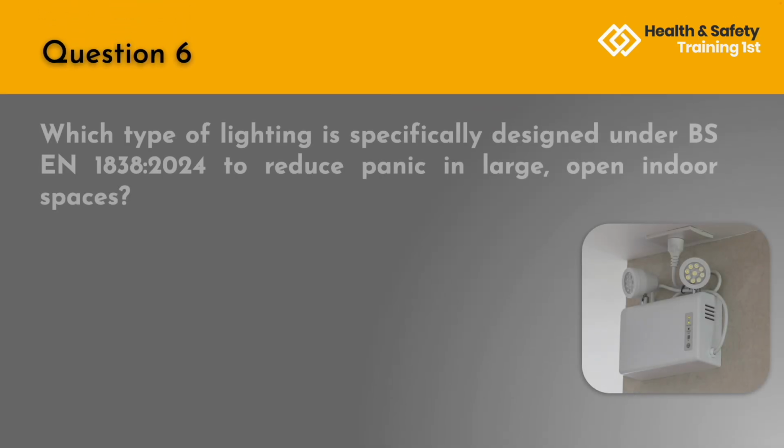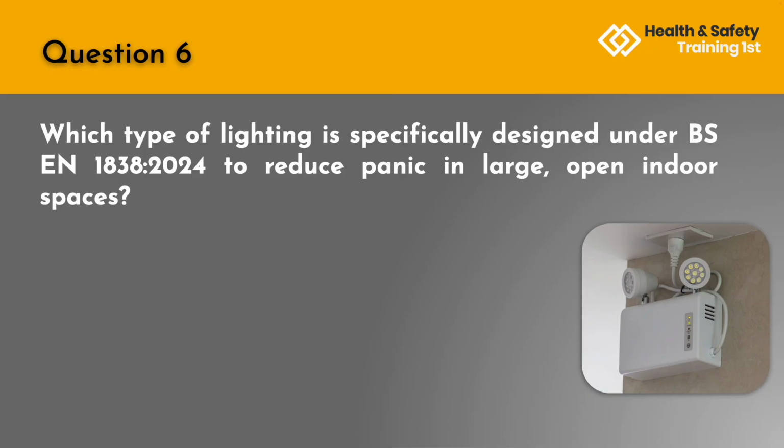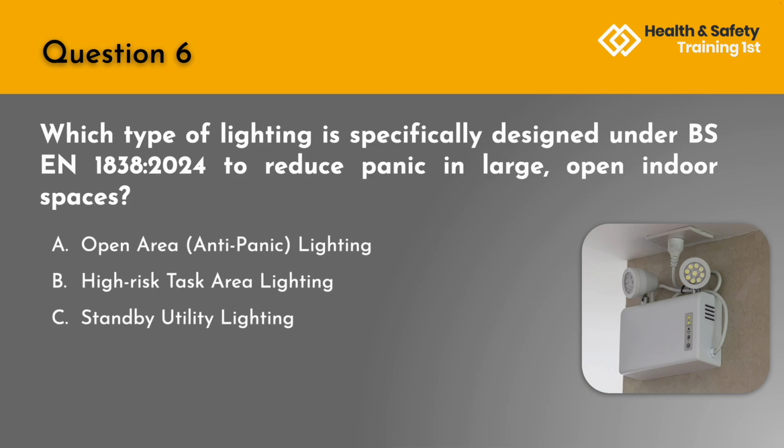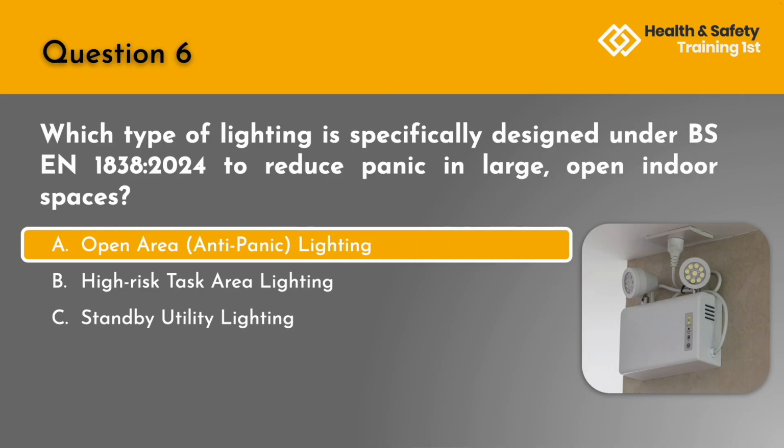Question 6. Which type of lighting is specifically designed under BS EN 1838:2024 to reduce panic in large open indoor spaces? A. Open area lighting. B. High-risk task area lighting. Or C. Standby utility lighting. The correct answer is A. Open area lighting.